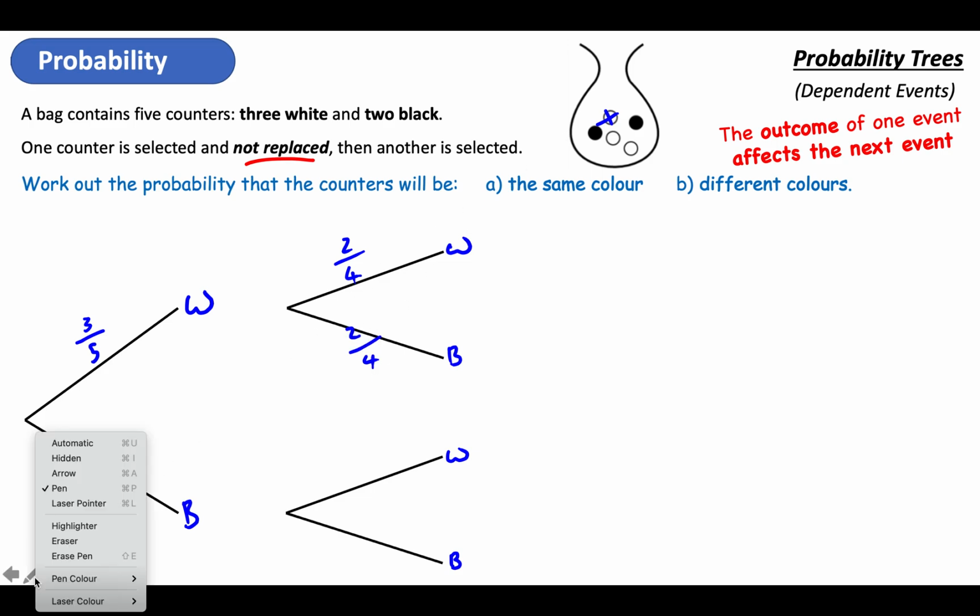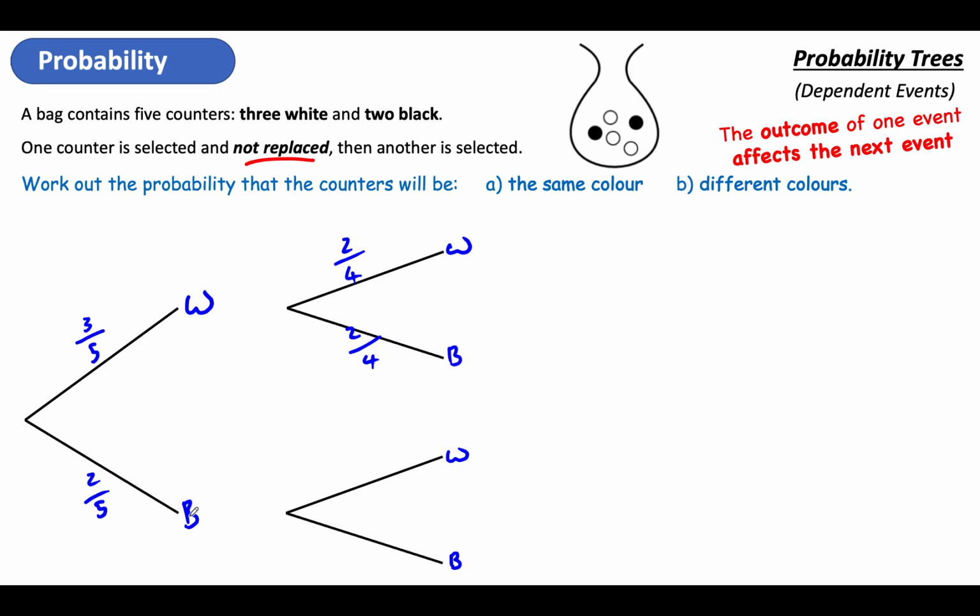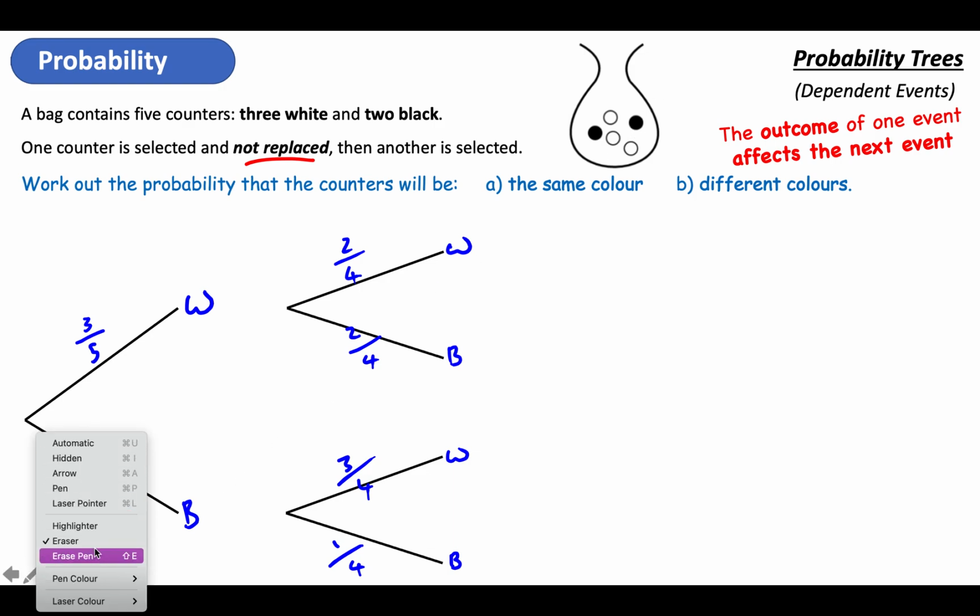Okay, fair enough. Let's do the bottom set of branches. Now if I've gone along the bottom set of branches, that means I've come down this way, and so I've selected a black counter, so there's one fewer of those, which means there's only 1 out of 4 which are black counters now. But the whites are still 3, so that's 3 out of 4. So that's what your probability tree should look like. Let's just get rid of those marks up there. Right, next.